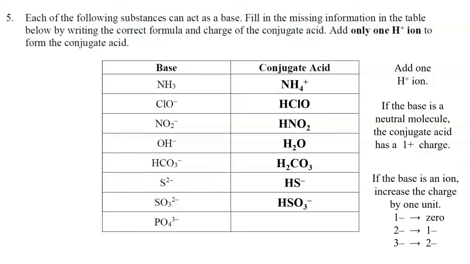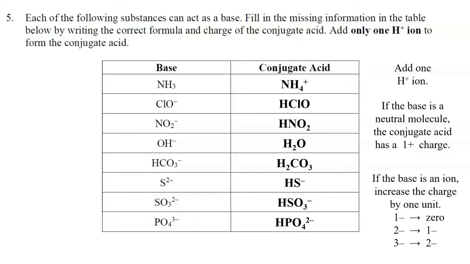And then phosphate, PO4, that's a charge of 3 minus. So we go from 3 minus to 2 minus. And so I write the conjugate acid as HPO4 with a charge of 2 minus. So each of those substances, that's the correct formula and charge for the conjugate acid.